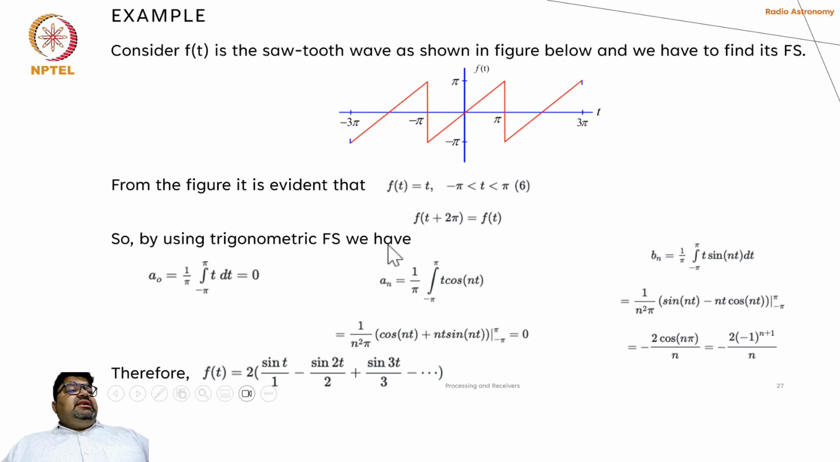So by using the trigonometric Fourier series, we have a naught equal to 1 over pi integral of t dt from minus pi to plus pi, that is equal to 0. An is 1 over pi integral of t cosine nt dt, that is given by the following, and similarly the bn. So if we look into the an and bn evaluation, we can then go back and formulate f(t) as 2 times sine t by 1 minus sine 2t by 2, and so on.